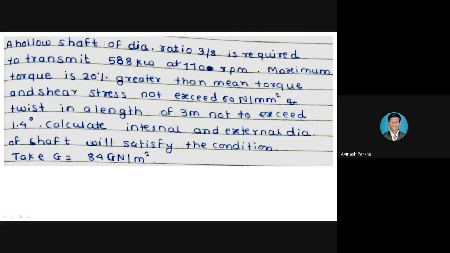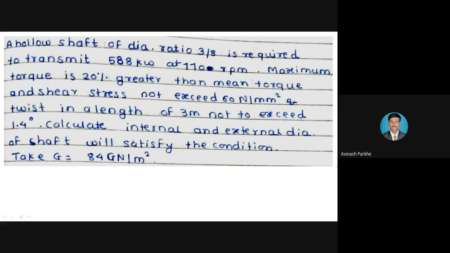And the twisting not to exceed 1.4 degree. It is given in degree, so multiply by pi by 180. You will get the answer in the form of radian, 1.4 into pi by 180. You will get the theta in radian. Calculate internal and external diameter of shaft that will satisfy the above condition.